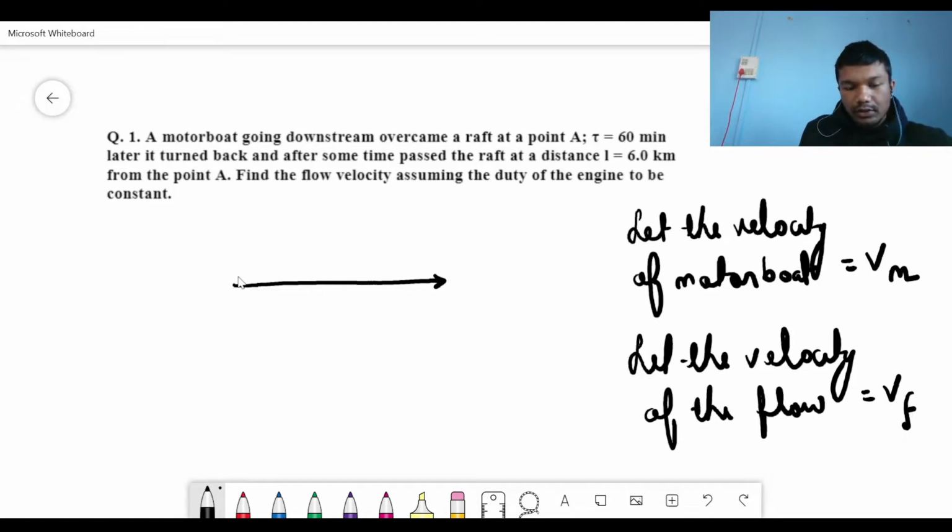So when the motorboat moves in the direction of the river, it will move with a velocity of Vf plus Vm.